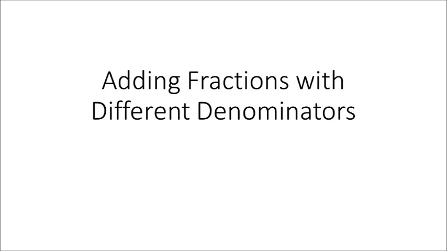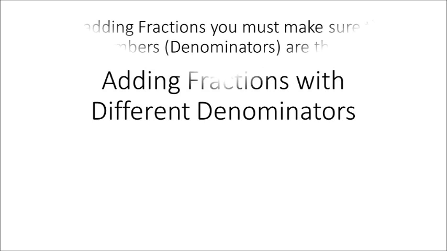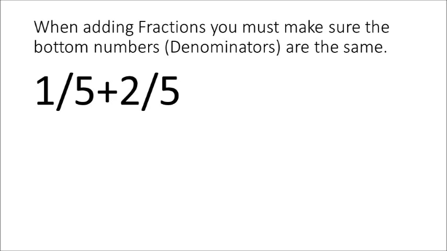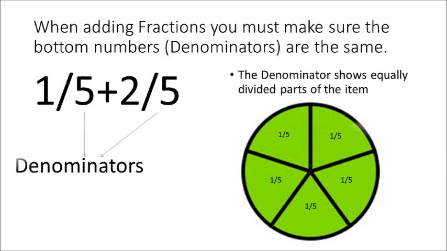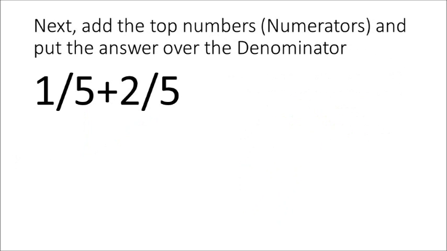First, we're going to start off with a review on fractions themselves. Now remember, when adding fractions, the denominator needs to be the same. And if you don't remember what denominators are, they are shown as equal divided parts in the item. As you can see, the green circle is divided into fifths. In the fraction itself, the denominator is the 5. As you can see, in 1/5 plus 2/5, the denominators are the 5s themselves.